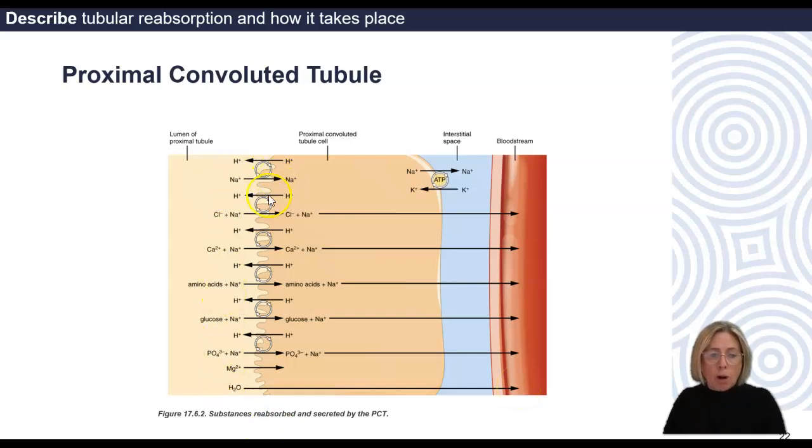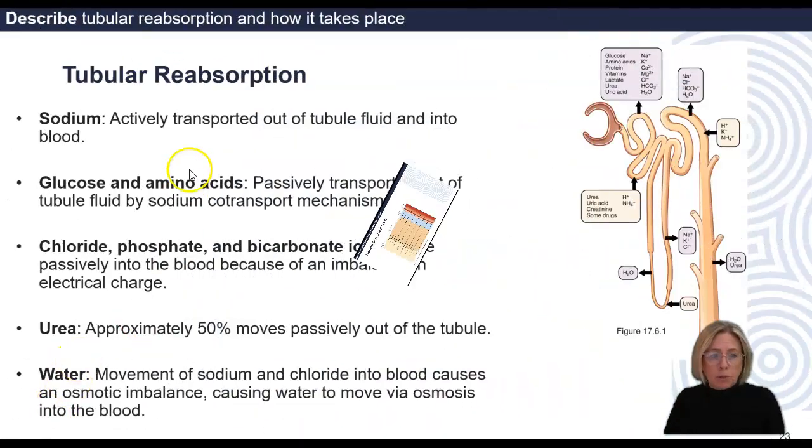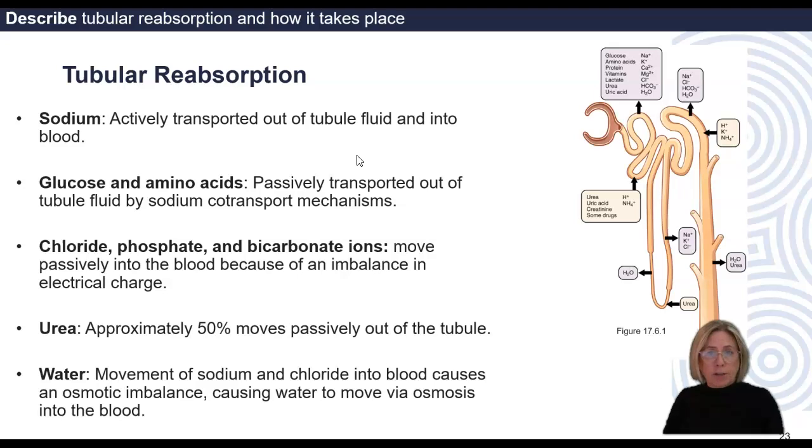And that's because of the movement of all of those solutes changing that osmotic gradient and pulling the water with them. So with tubular reabsorption, sodium is actively transported out of the tubule fluid and into the blood. And that's what then causes that concentration gradient for sodium to move from the lumen of the proximal convoluted tubule and to transport lots of other things with it. Glucose and amino acids are passively transported out of the tubule's fluid by sodium co-transport mechanisms.